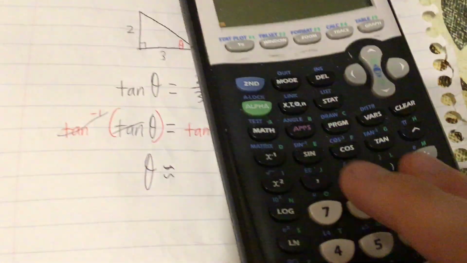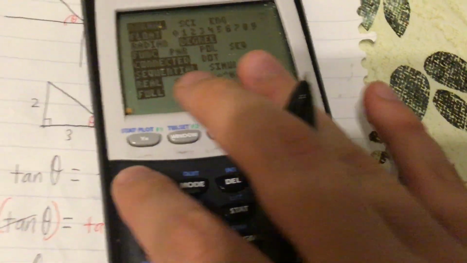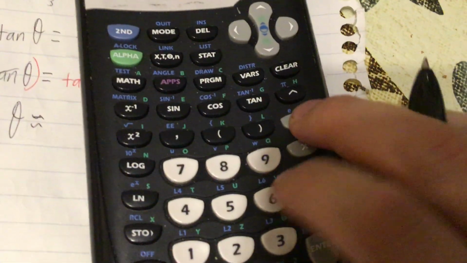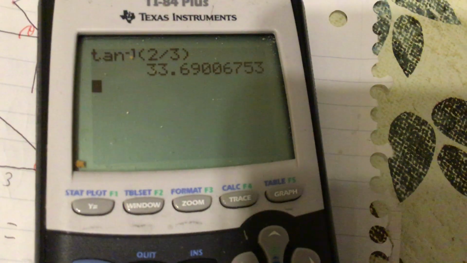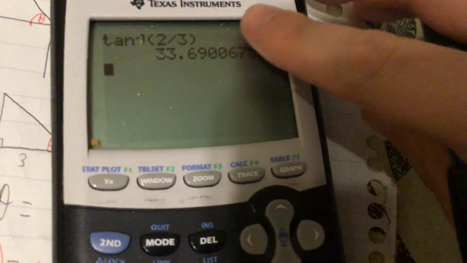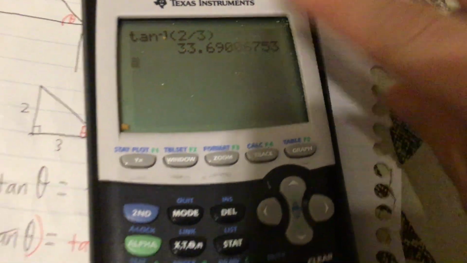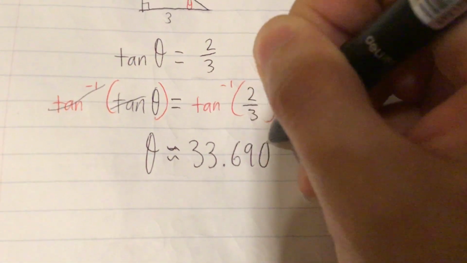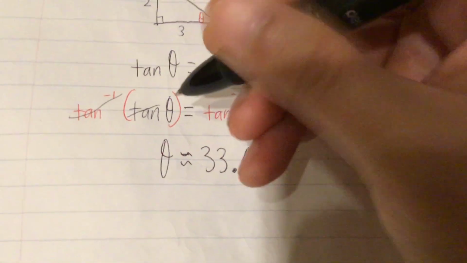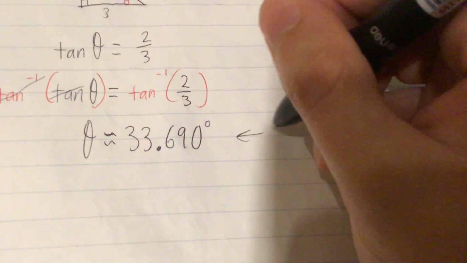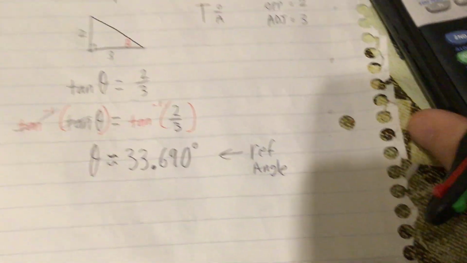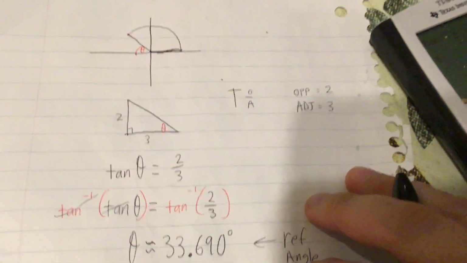first things first, are we in degrees or radians mode? We are in degrees, cool. So we need to do the tangent inverse of 2/3. And that would be 33.690 degrees. So round to the nearest 3 decimal places. 33.690 degrees. Okay, but that's only the reference angle, because your calculator only understands angles between 0 and 90 degrees.